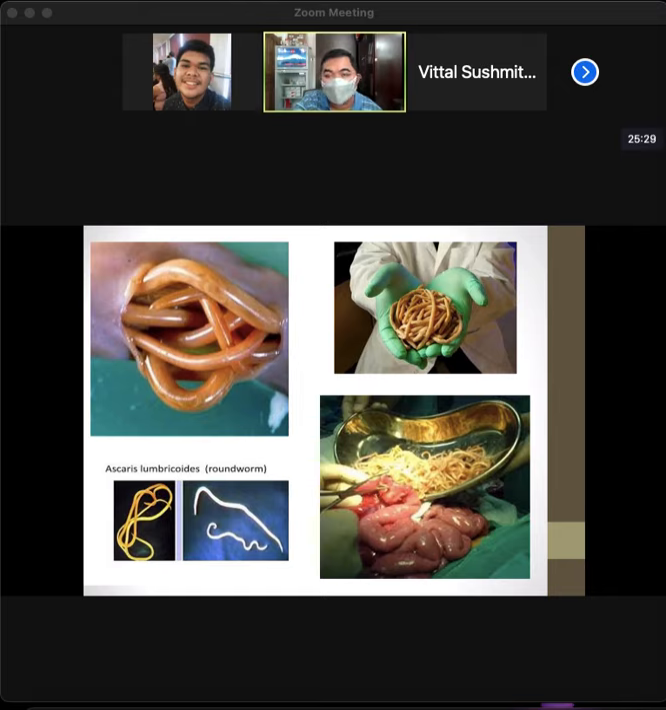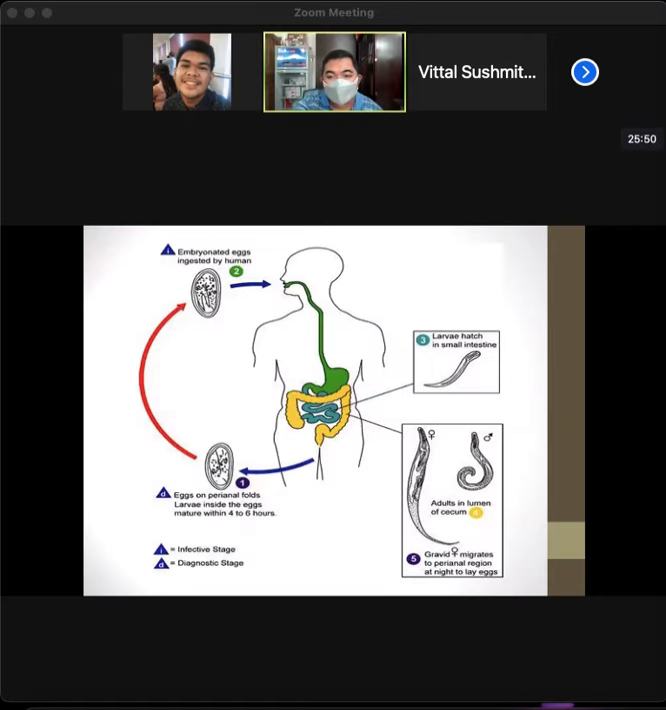Okay, so they will ask you to draw and at least identify the parts. But for us as clinicians, just remember the life cycle, the infective stage, and how to diagnose these kinds of worms. This is the one for Enterobius vermicularis. From its diagnostic stage, remember, eggs on the perianal folds.